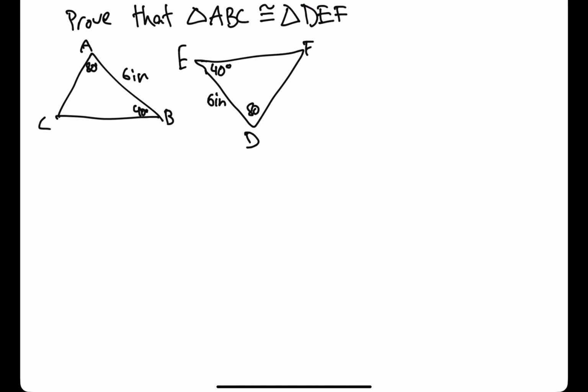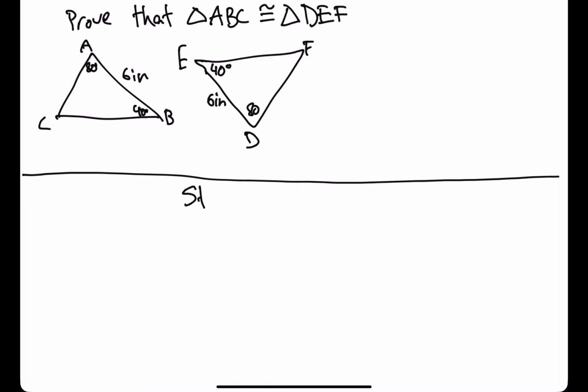Our problem over here is to prove that triangle ABC, which is on the left, is congruent to triangle DEF. We're given some angle measures and a side length, and our job is to prove this theorem. So we can start by using a simple statement and reason table. If you don't know what this is, it's just a table for proofs in geometry to prove theorems and to derive proofs of those theorems.